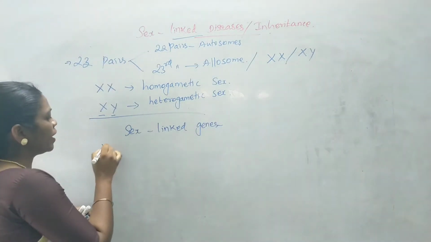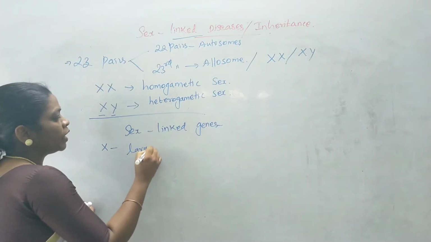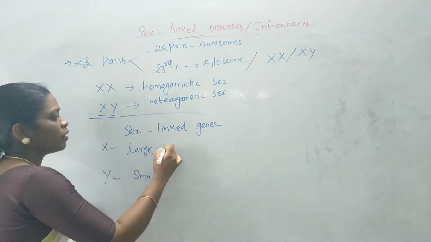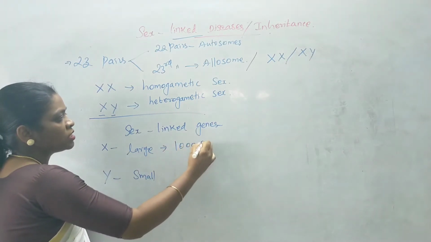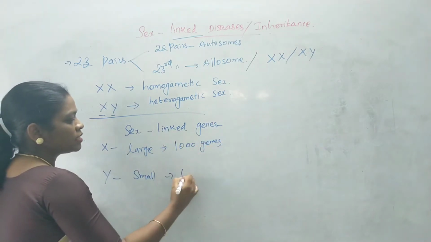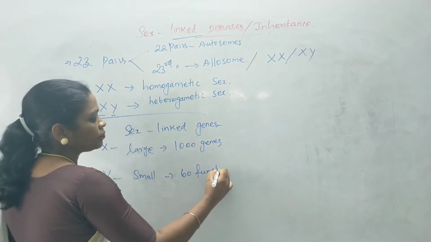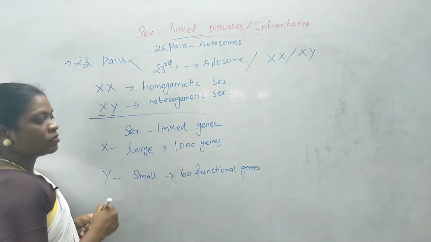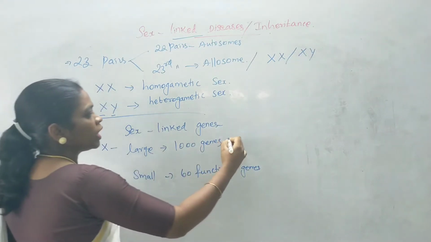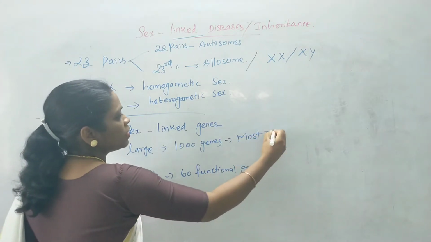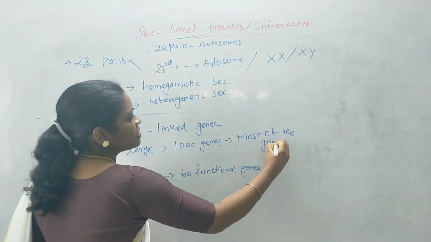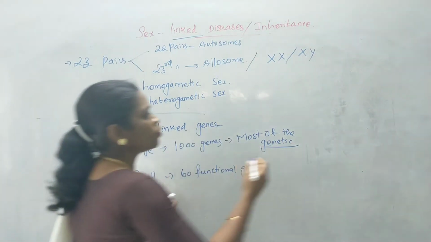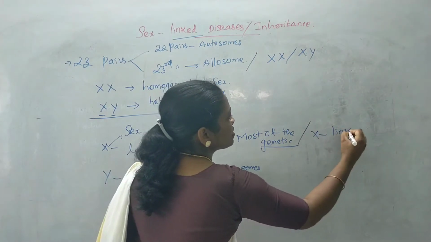And we all know the X chromosome is large when compared to the Y chromosome. Y is small when compared to the X chromosome. The X chromosome has around 1000 genes, and the Y chromosome has only 60 functional genes. It carries more genes when compared to the Y chromosome, so it carries most of the genetic diseases. Most genetic diseases are carried by the X chromosome. Those types of genetic diseases are known as X-linked diseases.